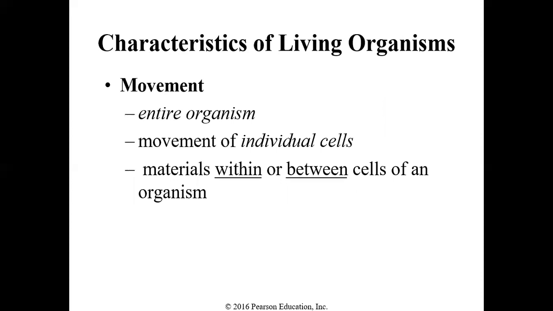And then movement. It's another characteristic of living organisms. There are different types of movements in the body. You could be talking about movement of the entire organism, as we are mobile, we're moving around, we're moving our muscles and our bones, our skeletal system. You could be talking about the movement of individual cells, or you could be referring to the movement of materials in and out of a cell. All three of these are examples of movement, which is a characteristic of a living organism.